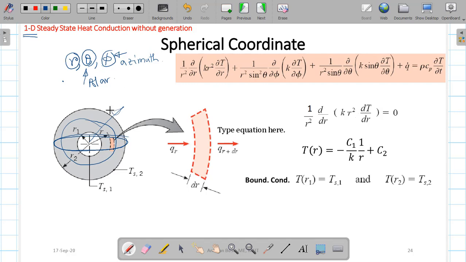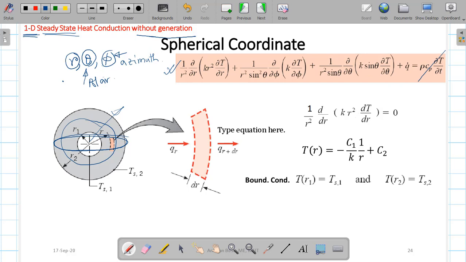If we consider this kind of situation, which in many practical cases is true, in that case we can use this particular form under the consideration of 1D steady state, without any generation of energy within the system. Steady state means that with respect to time, temperature is not changing. So, this is the general heat conduction equation for a solid substance in a spherical coordinate system.